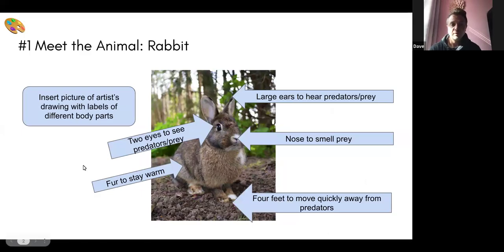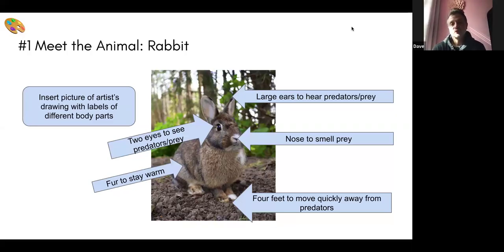So meet that animal. Here's the rabbit. So we all see a rabbit. You can insert your picture, draw it, but it must be realistic. Okay, I have to pick this up. This is just predator. Okay, nose to smell prey and predators. Okay, four feet that move quickly away from predators.